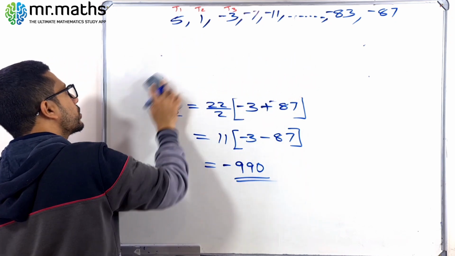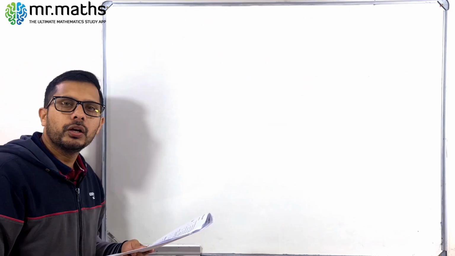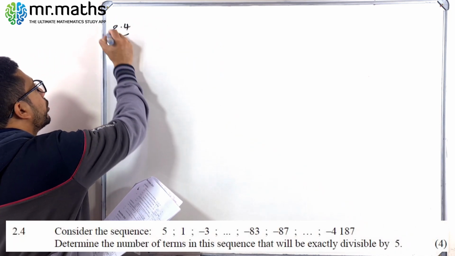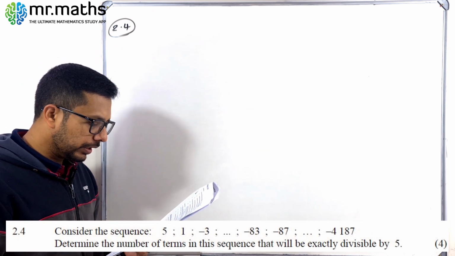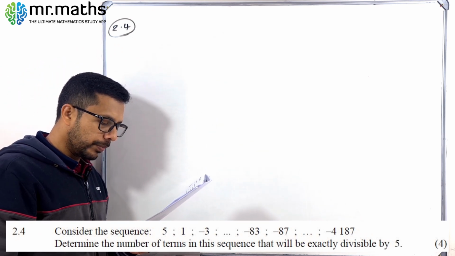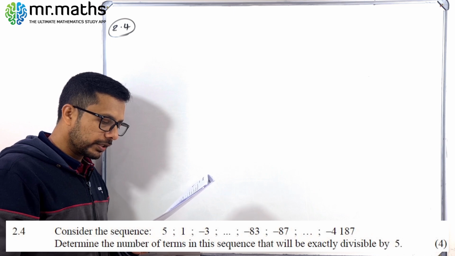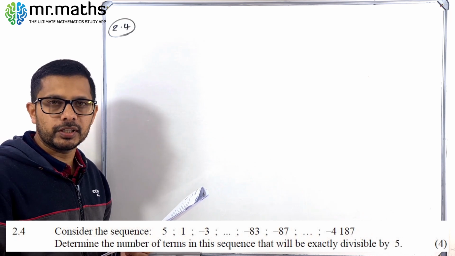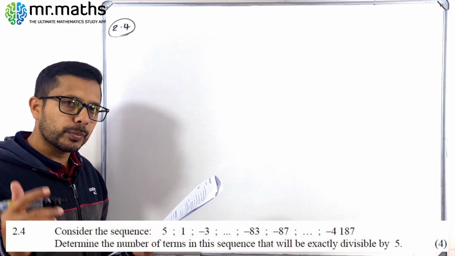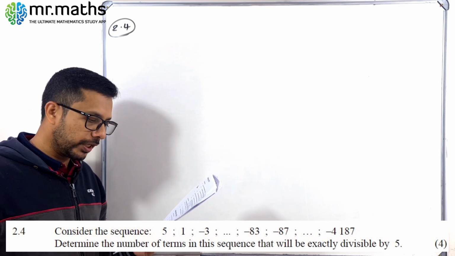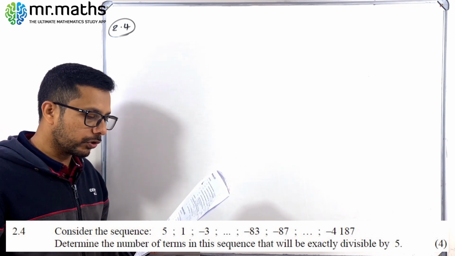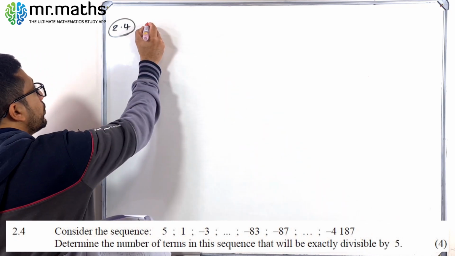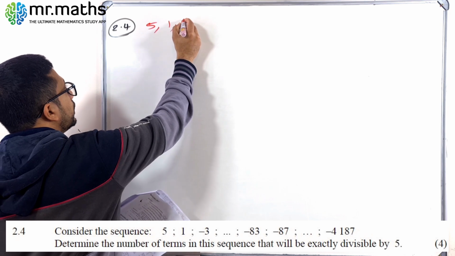Now let's move to the next question, 2.4. Question number 2.4. What is that question? Consider the sequence 5, 1, minus 3, etc., minus 83, minus 87, again etc., minus 4187. So it's the same sequence, but they continue that sequence from minus 87 up to minus 4187. So there is a sequence like this: 5, 1, then minus 3.